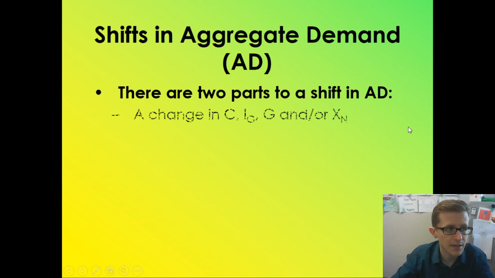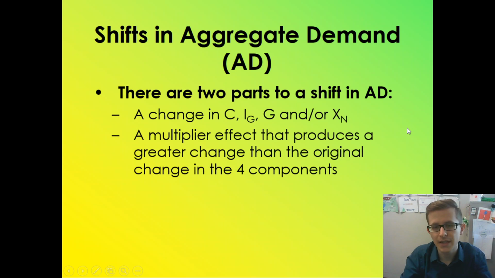Now, shifts in aggregate demand. There's going to be two big things that'll end up changing it. So a change in GDP, pretty much, right? You see the CIGX there. So C being our consumption, I being our investment, G being government spending, and then X being net exports. Anything that changes any of those can end up changing aggregate demand. Aggregate demand is also going to be like regular demand, in that a shift to the right is going to be an increase, whereas a shift to the left is going to be a decrease.